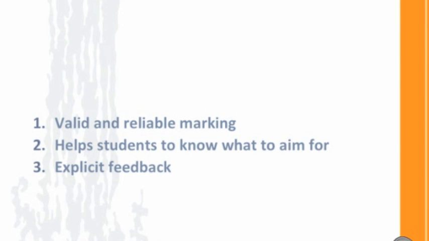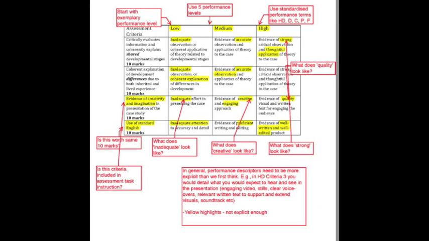are involved. Secondly, if a rubric is explicit about what is being assessed, this helps students to know what to aim for before they start the assessment task. And 3, a well-designed rubric will provide the kind of explicit feedback students need to explain their assessment result and to know what to focus on next time. So let's start with the criteria itself on the left-hand side.